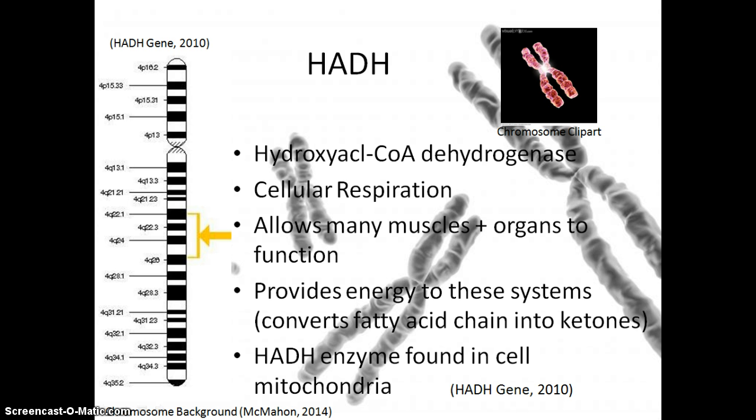Another gene is HADH, or hydroxyacyl-CoA dehydrogenase, and this can be found in cellular respiration in mitochondria, which allows many muscles and organs to function properly by providing energy to these systems through converting fatty acid chains into ketones. And you can see this is found towards the center of the long end of chromosome 4.